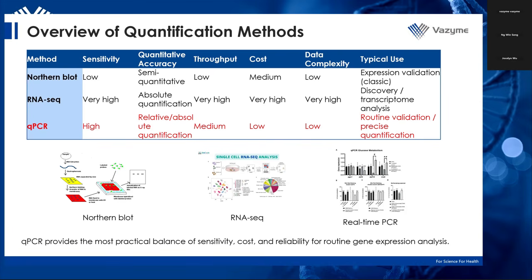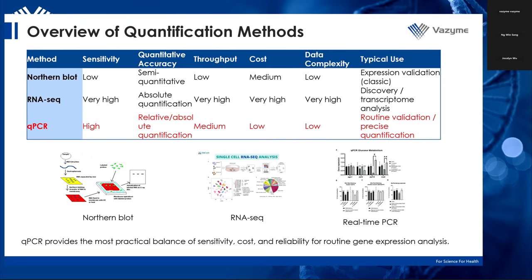qPCR is a highly sensitive method, but compared to RNA-seq, it is still not as sensitive. The difference is that with RNA-seq, you have to sequence a lot of information, so the cost is very high and the data is very complex. You have to do a lot of bioinformatics just to understand the results from RNA-seq.